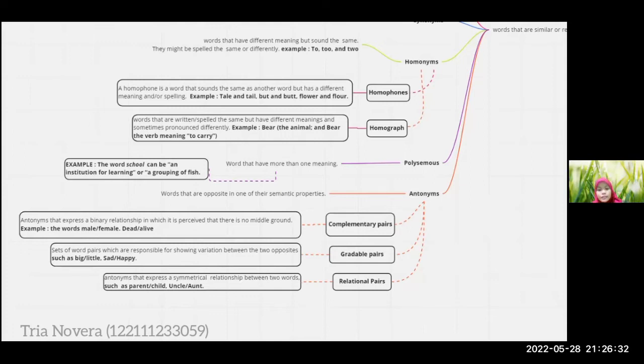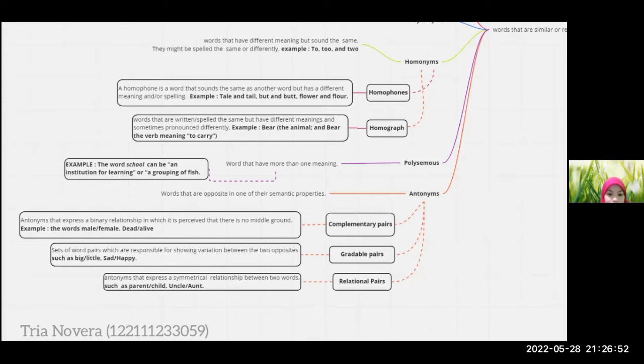And the second one, gradable pairs. Gradable pairs are a set of word pairs which are responsible for showing variation between the two opposites. For example, big and little, sad and happy, and hot and cool, and the others.